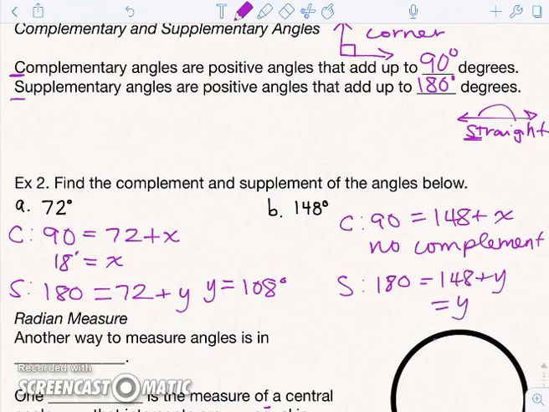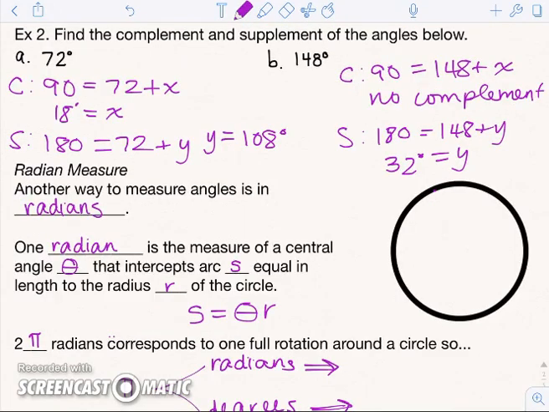And I would end up with 32 degrees. Another way to measure angles is in radians. So just think of it as if you measure something in miles versus kilometers. It's the same thing, you're just talking about a different unit. So in the end, it's the same value, we're just measuring in different units.